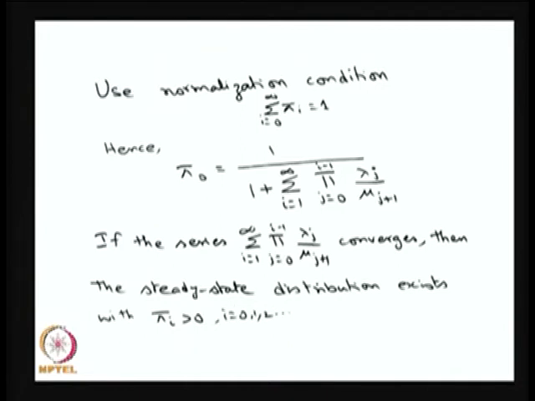If the series diverges, that means by substituting the values for the lambda i's and mu i's, if the denominator series diverges, then pi naught is going to be 0. In turn, all the pi i's are equal to 0. Therefore, the steady state distribution won't exist if the denominator series diverges.